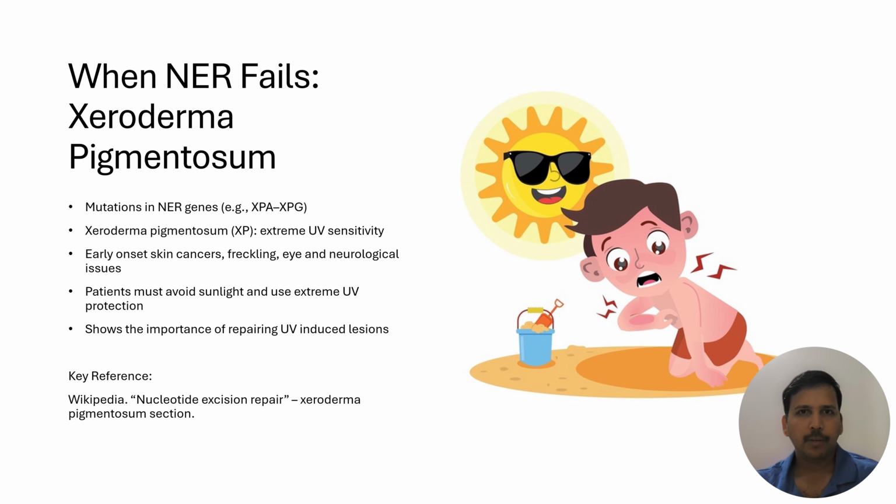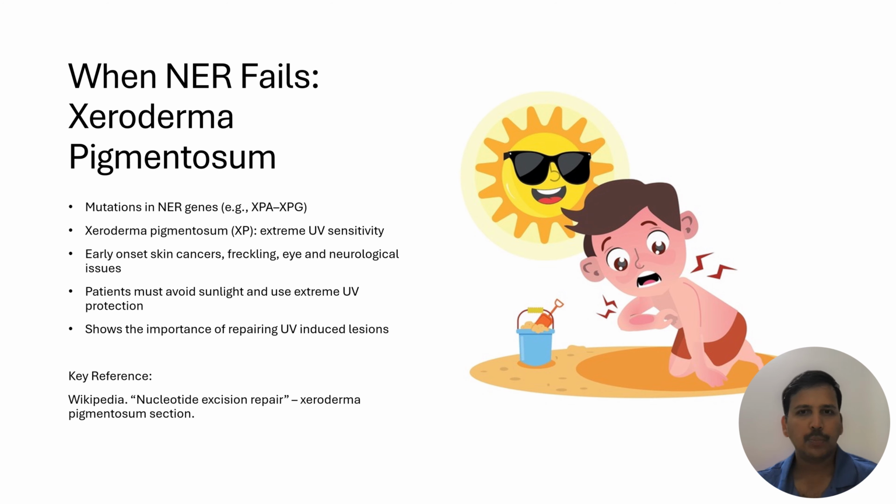When nucleotide excision repair is defective, the body cannot efficiently remove UV-induced pyrimidine dimers and other bulky lesions. In xeroderma pigmentosum, inherited mutations in NER genes like XPA and XPG lead to extreme sensitivity to sunlight. Even a small amount of UV causes severe sunburns, freckling, and early-onset skin cancers on sun-exposed areas.